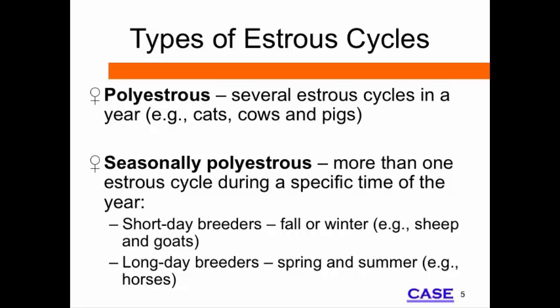Short day breeders, such as sheep and goats, cycle in the fall or winter. Long day breeders, such as horses, need more hours of daylight and cycle in the spring and summer months.